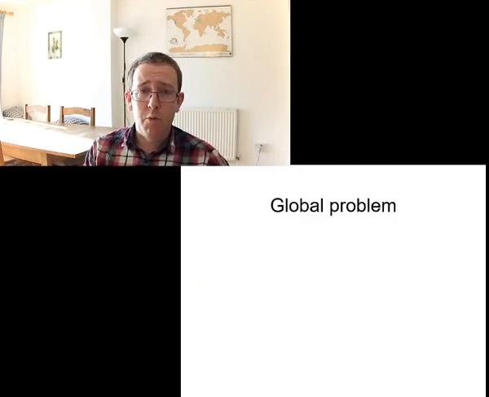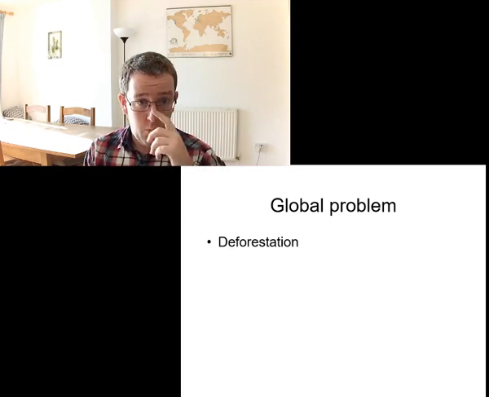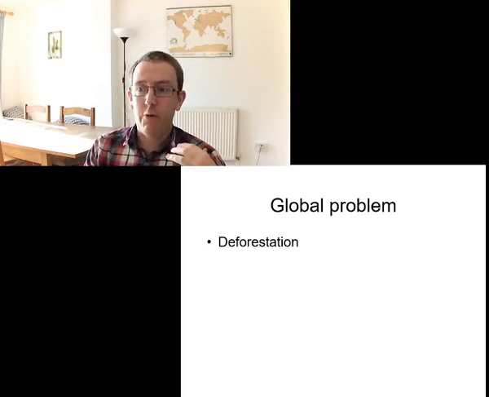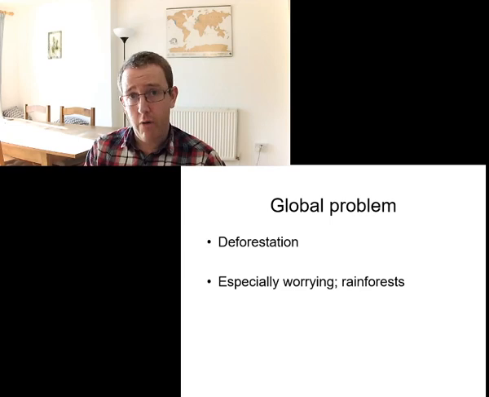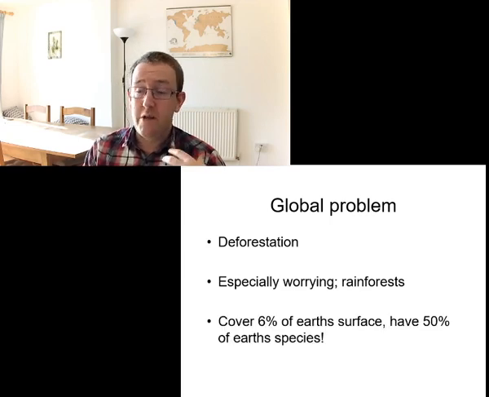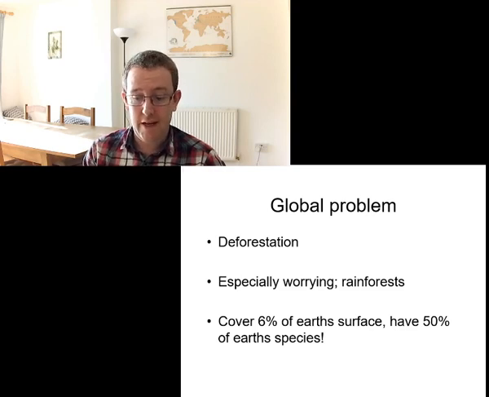Right. Obviously it's a global problem, so we'll move quickly into a wider context around the globe. Deforestation is a massive global problem. It's especially worrying in rainforests because they cover about 6% of the Earth's surface, but have got over 50% of the Earth's species in them.